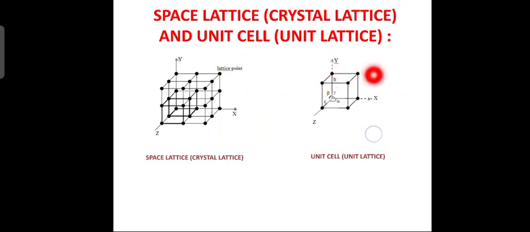Here only one cubic form of structure is present, correct? Along the 3 axes x, y, z, in the space lattice a number of cubic structures are arranged, whereas here there is only one. Next slide.